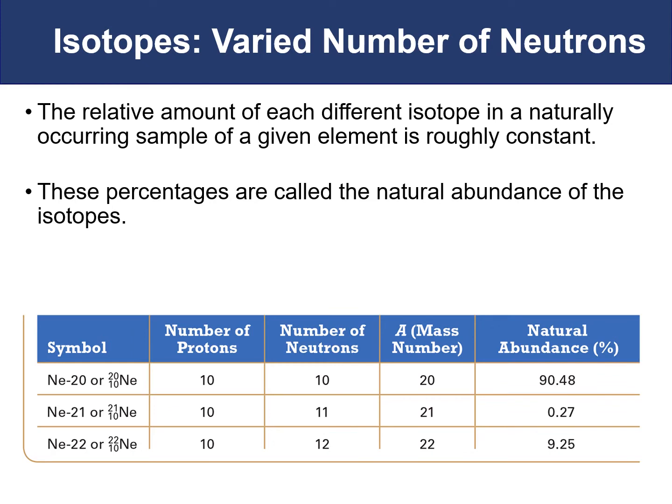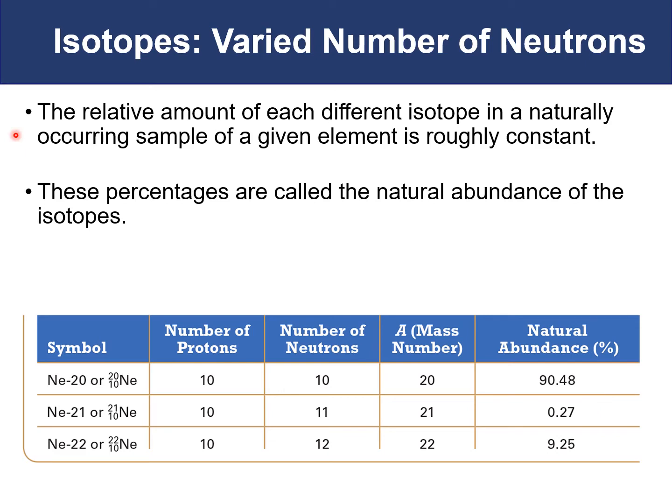Now, just because an element has multiple different isotopes does not mean that those isotopes have the same abundance. In the case of our neon, neon-20, neon-21, and neon-22, the vast majority of it comes in the form of neon-20. About 90% will be found in the form neon-20. About 9.25% is in the form of neon-22, and only 0.27% is in the form of neon-21.